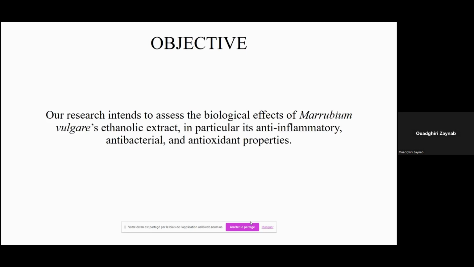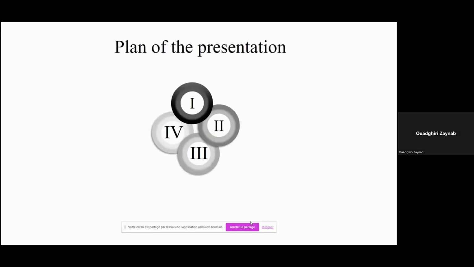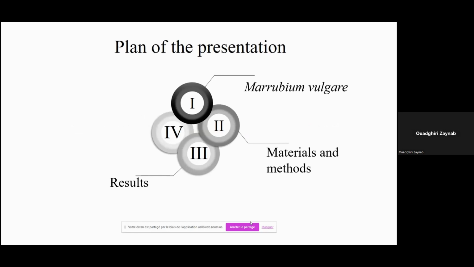and antioxidant properties. So this presentation is structured as follows. First, we're going to give a short description of the plant, Marrubium vulgare, then go through material and methods, exhibit the results, and finish with a conclusion and perspectives.